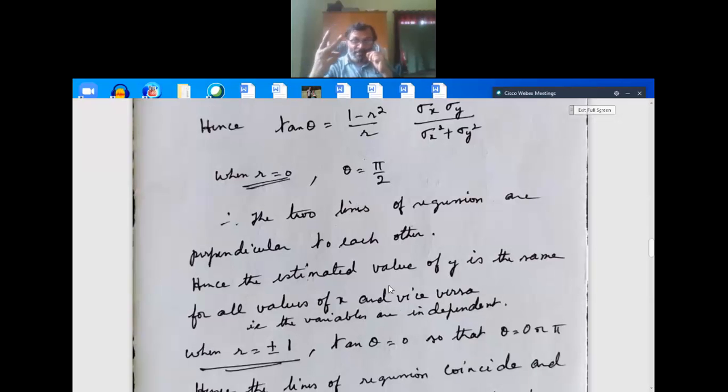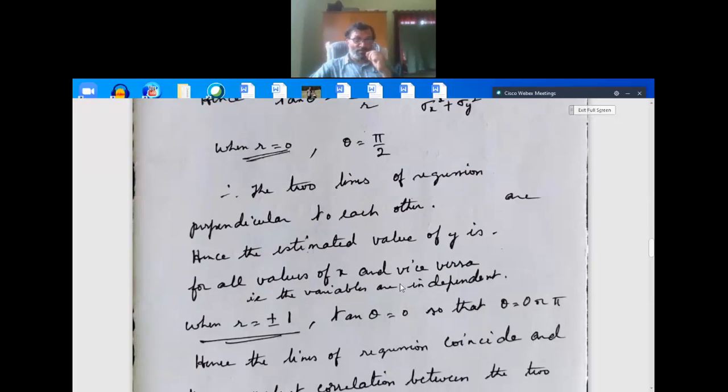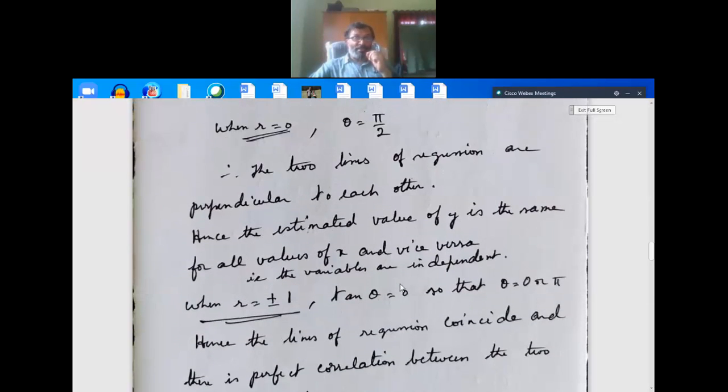The lines are perpendicular. If the lines are perpendicular, the variables are independent. That means the estimated value of y is the same for all values of x, and vice versa. Okay, now we go to another case, when r is equal to plus or minus 1.